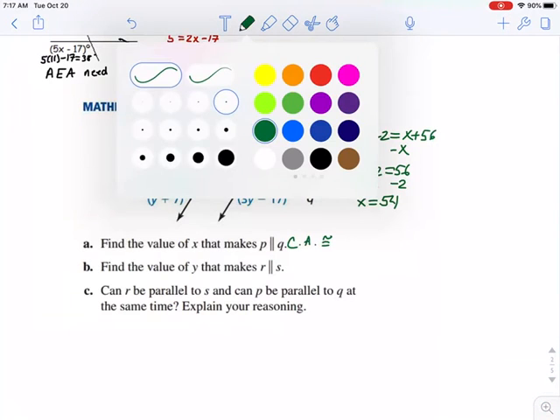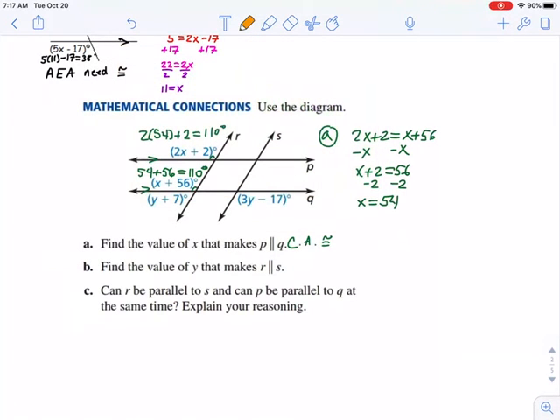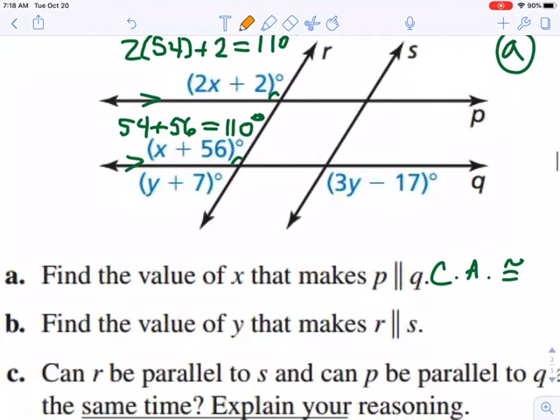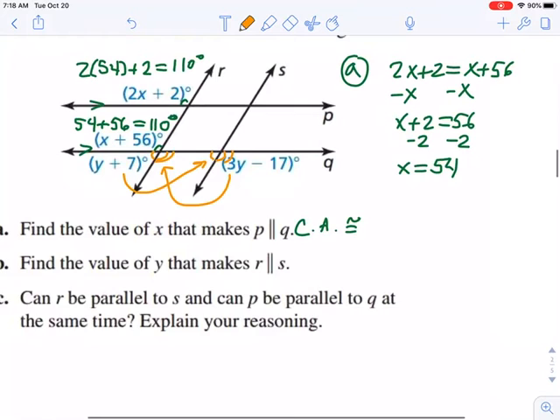All right, in number B, it's telling us what's the value of y that would make R parallel to S. Okay, so there's actually no defined relationship with these two angles. However, you could say, well, this angle and this angle need to be the same, this angle and this angle need to be the same. All right, so we could technically have consecutive exterior angles and they need to be supplementary. Hopefully you can see that.